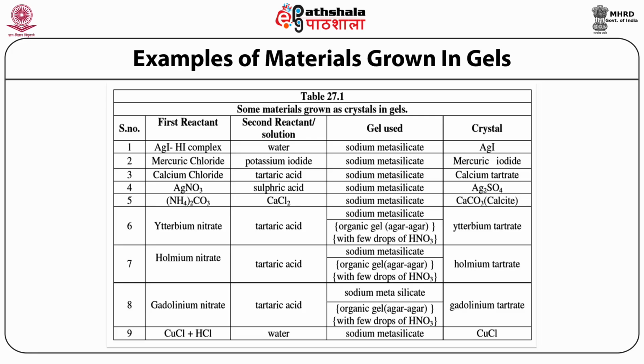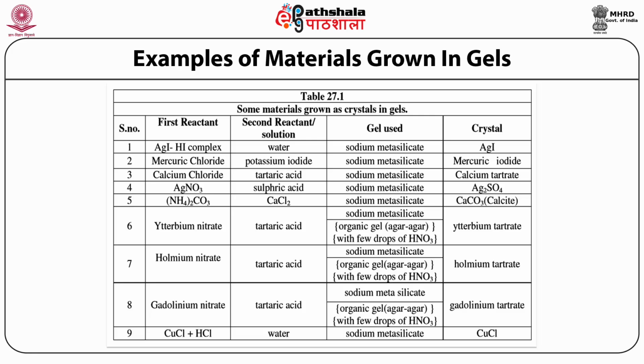At serial number 6, the first reactant is ytterbium nitrate. The second reactant is tartaric acid. The gel used is organic gel, that is agar-agar, wherein a few drops of HNO3 are added, and the crystal grown is ytterbium tartrate. At serial number 7, the first reactant used is holmium nitrate.